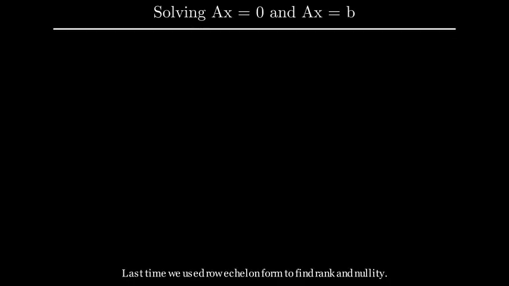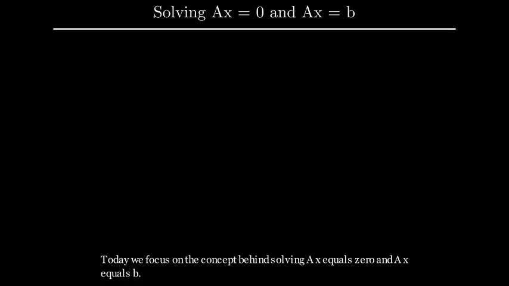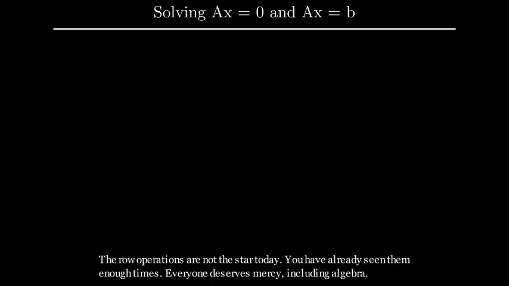Last time we used row echelon form to find rank and nullity. Today we focus on the concept behind solving AX equals 0 and AX equals B. The row operations are not the star today. You have already seen them enough times. Everyone deserves mercy, including algebra.